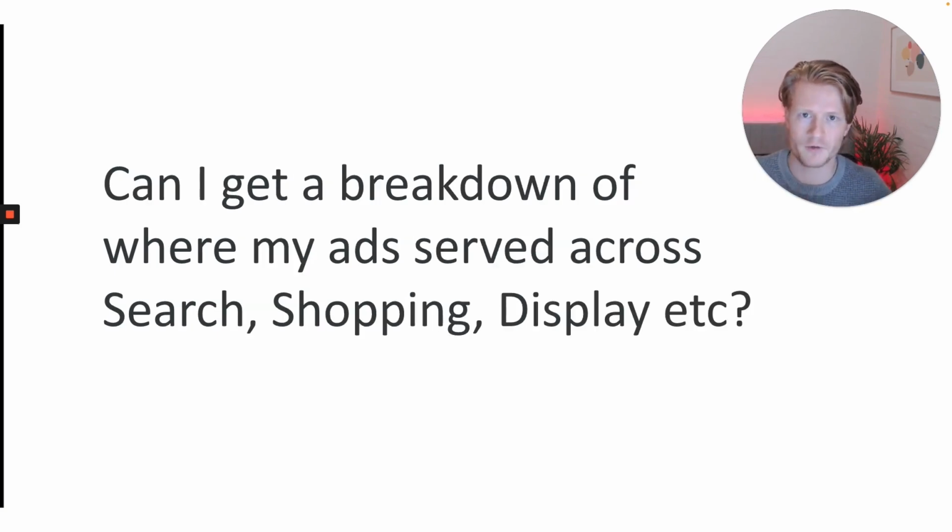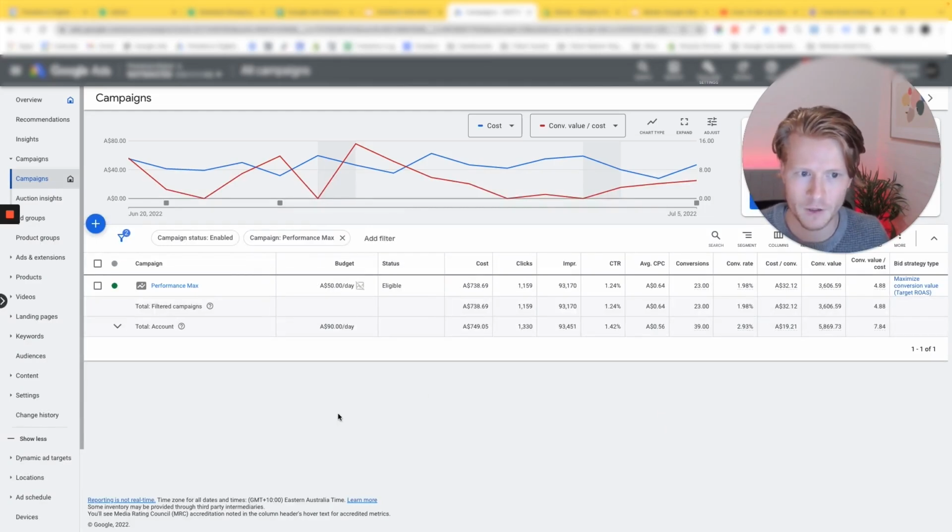The final one, can I get a breakdown of where my ads served across search, shopping, and display, so I know how much money I'm wasting or how much money is actually going to good use? So the way to see a breakdown, this is a little bit of a hack that I'm going to show you now. So here we have a Performance Max campaign at $50 per day. And I wanted to basically show you, so notice the impressions, 93,170 impressions, and then 1,159 clicks.